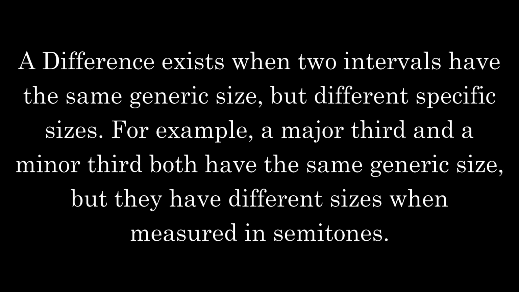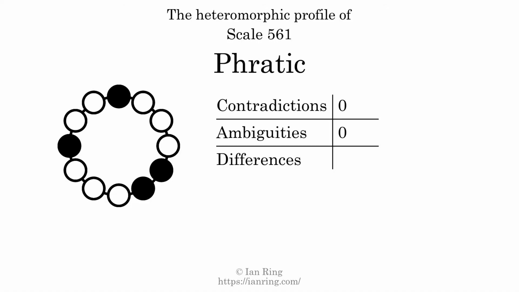A difference exists when 2 intervals have the same generic size, but different specific sizes. For example, a major third and a minor third both have the same generic size, but they have different sizes when measured in semitones. The number of differences in this scale is 14.